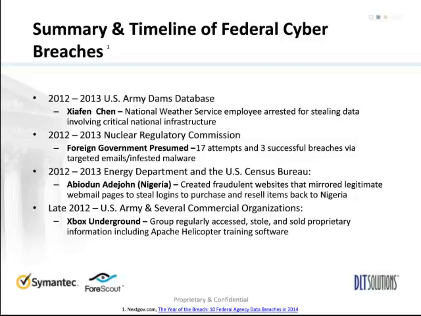The first one really was in 2012, 2013, Zai-Feng Chen, who was an employee of the National Weather Service. She was arrested for stealing data, specifically dam database information. Now, while she worked for the National Weather Service, that dam database information was actually located on the Army Corps of Engineers network. So what we're seeing is cross-infiltration from an insider attack that was then brought back to China.